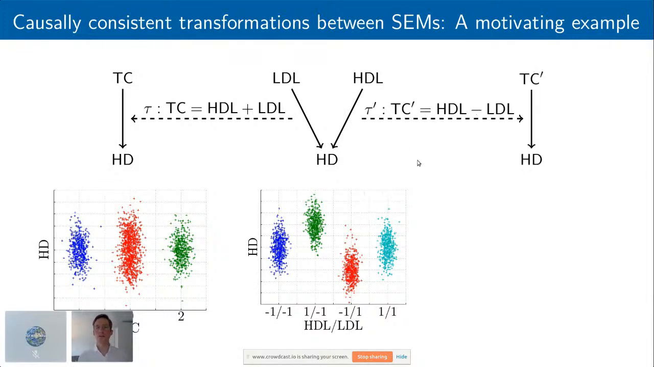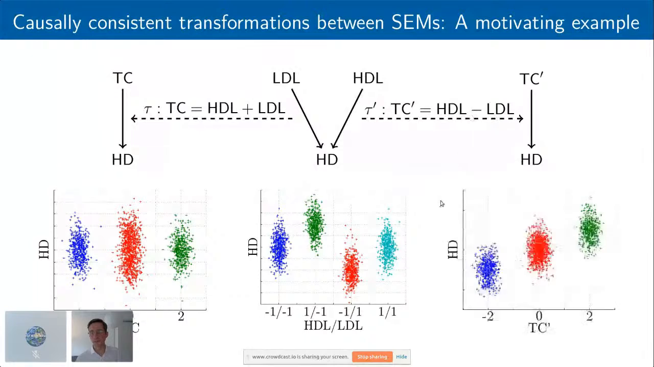If, however, you define a new intervention, tau prime, that gives rise to TC prime, where you subtract HDL and LDL from one another, then you get this distribution. You again get three states, but now this is a causally consistent transformation in the following sense. For any intervention that I do on the micro level, I can find a matching intervention on the macro level that gives me the same distribution over heart disease.